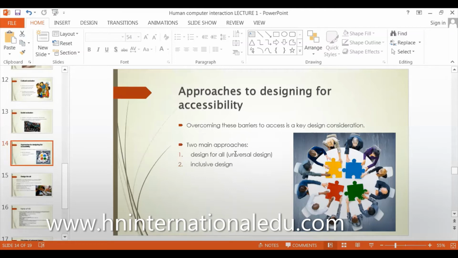Two main approaches. What are the two main approaches? Design for all. There must be a universal design. It should not happen that if you are using Facebook in KSA, the interface is different, and if you are using it in Pakistan, the interface is different. No, because if you travel from one place to another, what will you do? Are you going to learn how to use that app every time you travel? No, it should not be so. Design for all, and the design must be inclusive.